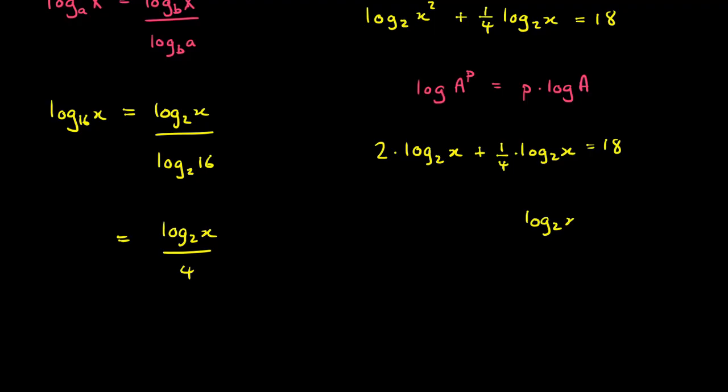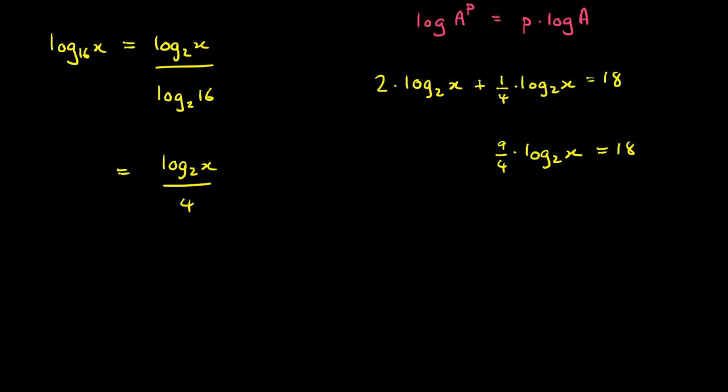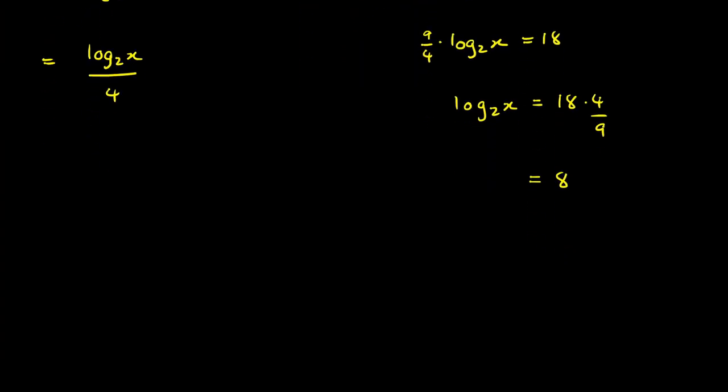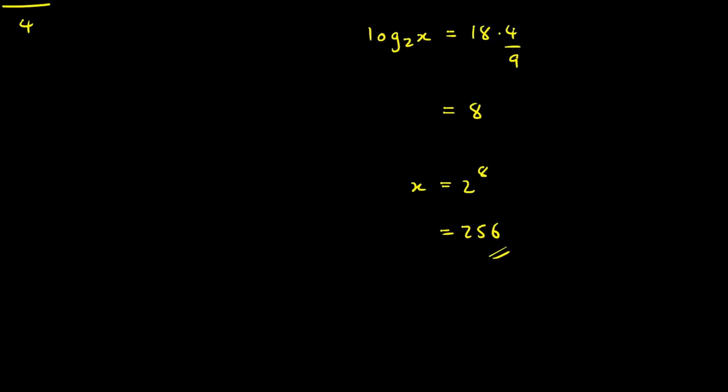Well, I've just got to add up 2 and a quarter, and that's going to give me 9 upon 4. So I've got 9 upon 4 lots of log base 2 of x is equal to 18. So if I multiply through, log base 2 of x is going to be equal to 18 times 4 upon 9. So I can cancel off and get 8 on the right-hand side. So log base 2 of x is equal to 8. So x is going to be equal to 2 to the power 8, which is 256. Okay, so that's the answer for part A.